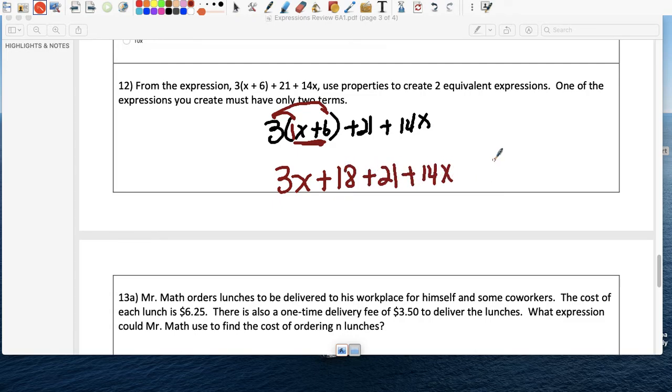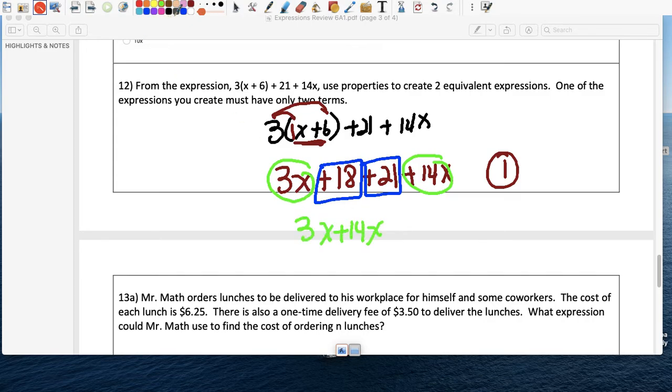So remember, I asked you to put a number 1 here, because that's our first expression, número 1. Number 2, we're going to circle. Well, I can circle 3x con 14x. And I can circle or square 18 plus 21. Let me put them side by side, lado a lado. So 3x plus 14x. And then we're going to do plus 18 plus 21.